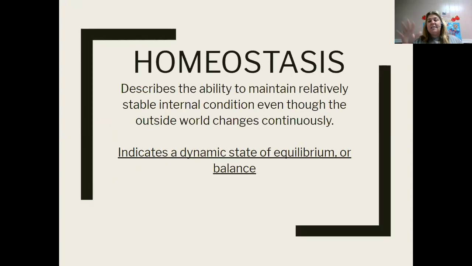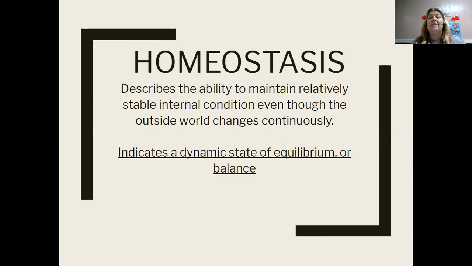Okay, so the last thing that I want to talk about is homeostasis, and then we're going to wrap up this lecture. So, homeostasis, I've talked about balance a couple of times as we've discussed this past lecture, but homeostasis is basically our ability to maintain a relatively stable internal condition even though the outside world changes continuously. And probably a better definition, it's just a little easier, is this one that I have underlined. So if you'll write that down or jot that down or make a note of it.